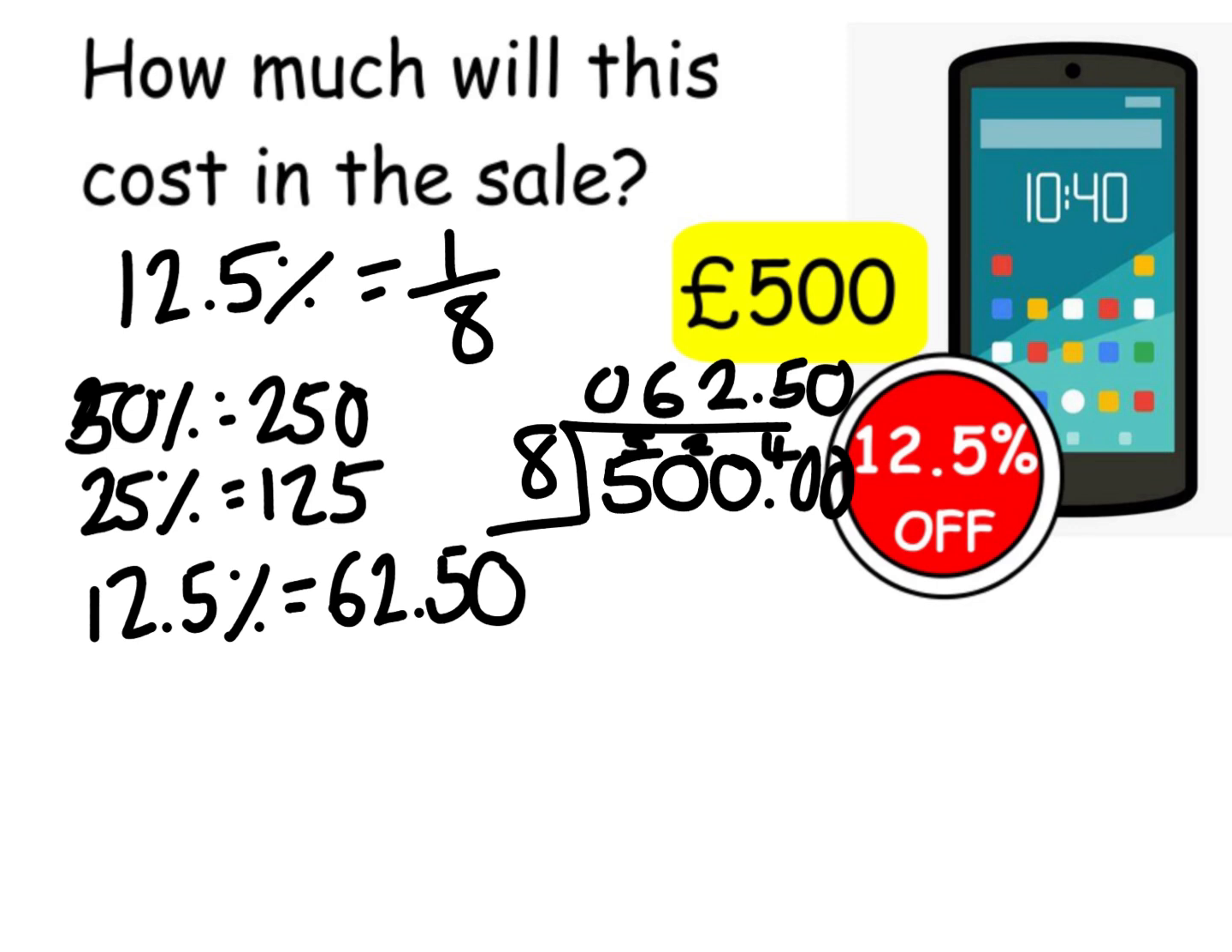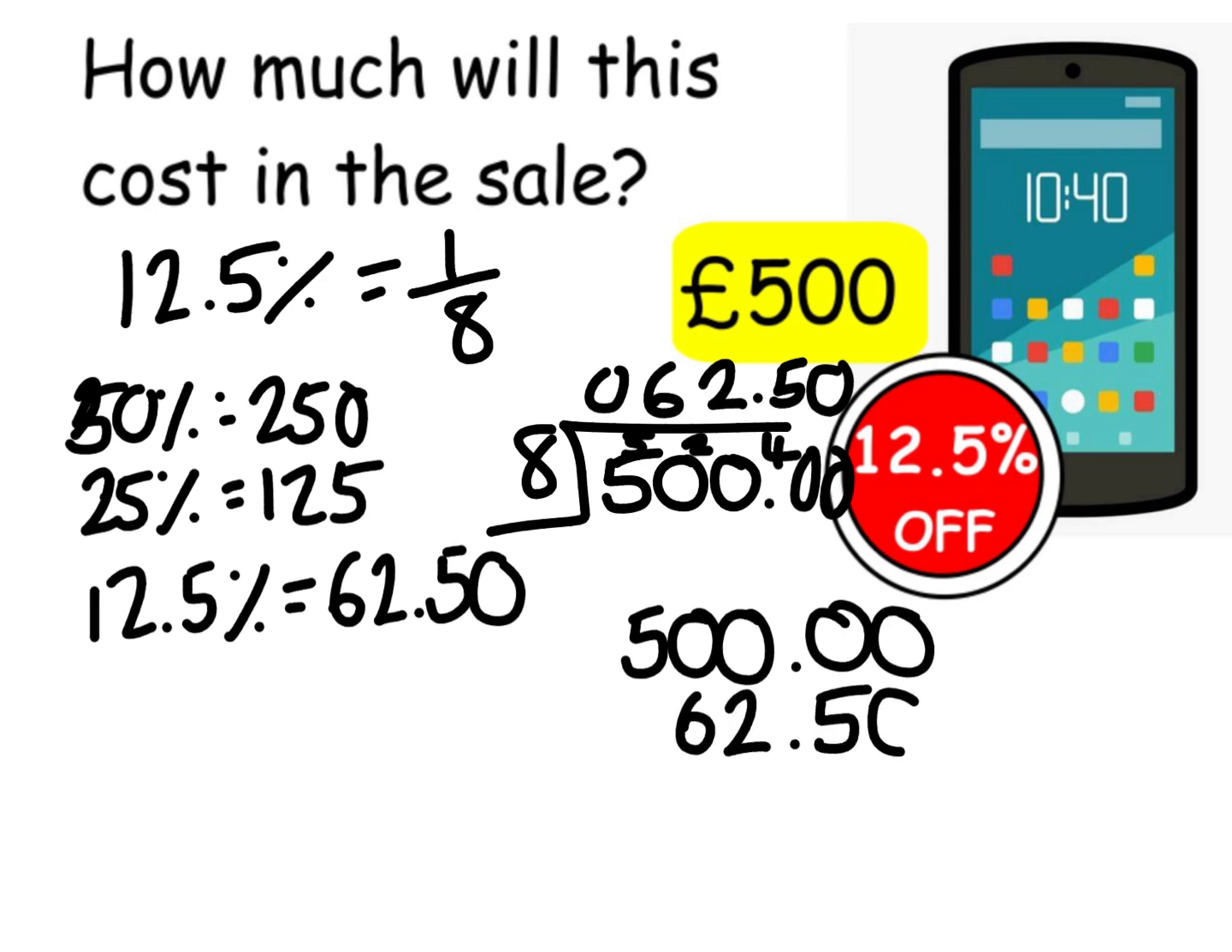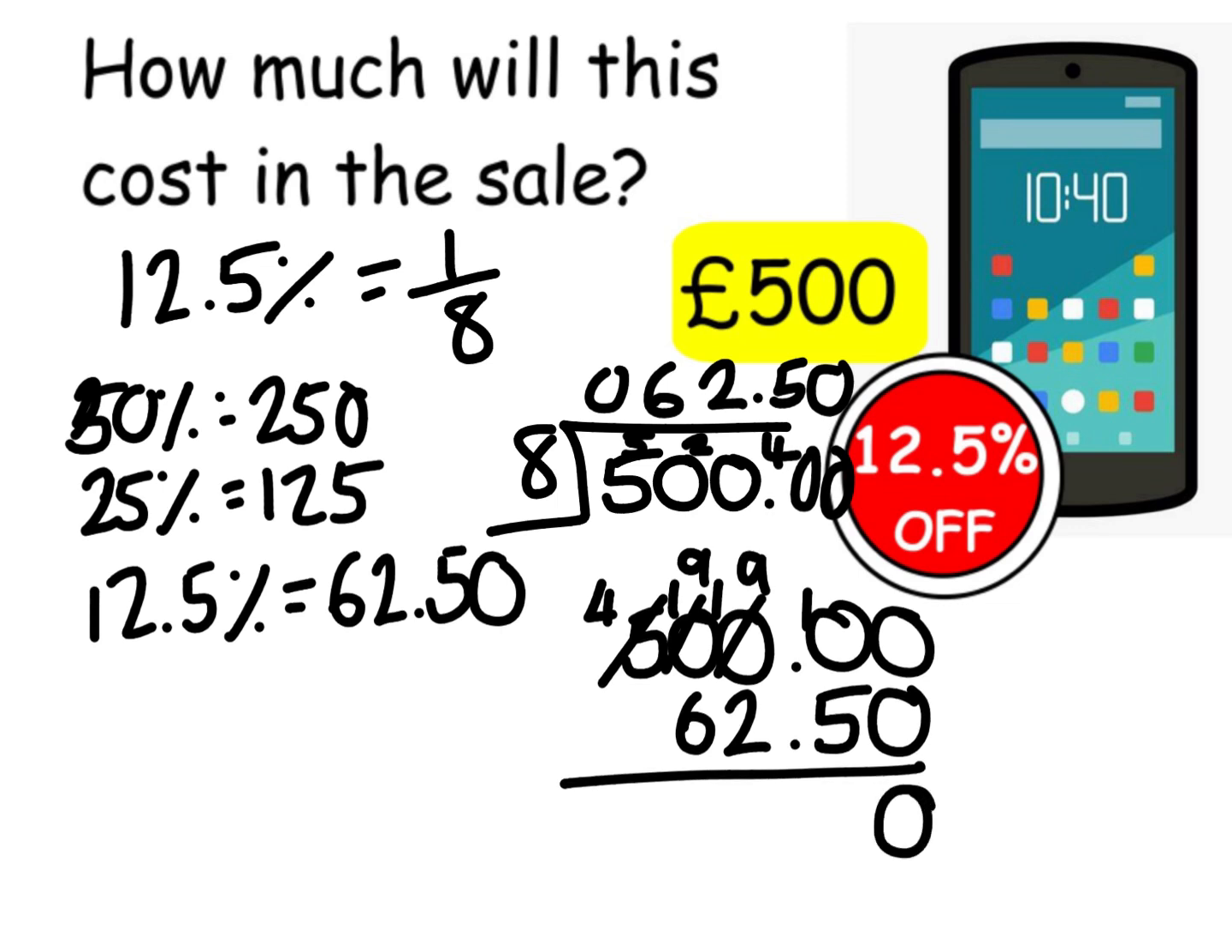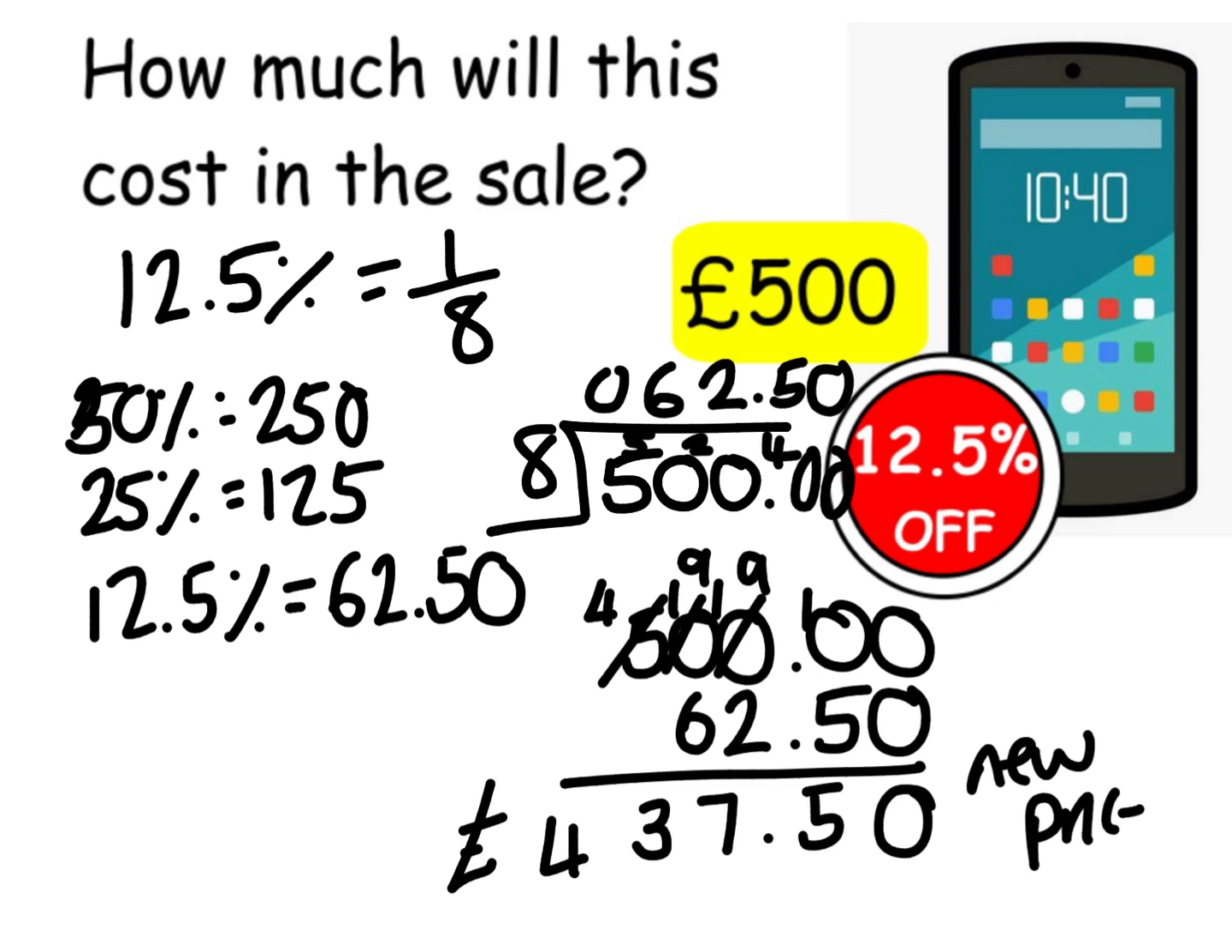Either way, we then now have to do £500, take away £62.50. If you can do it in your head, brilliant. Take away 60, then take away 2, then take away 50p. Or we're going to go do a sum. We're going to make that 4. The 10 becomes a 9. No, I didn't need to go that far. That's a common mistake. So 0 take away 0 is 0. 10 take away 5 is 5. 9 take away 2 is 7. 9 take away 6 is 3. And 4 take away nothing is 4. And we get down to £437.50 is the new price for this lovely phone.